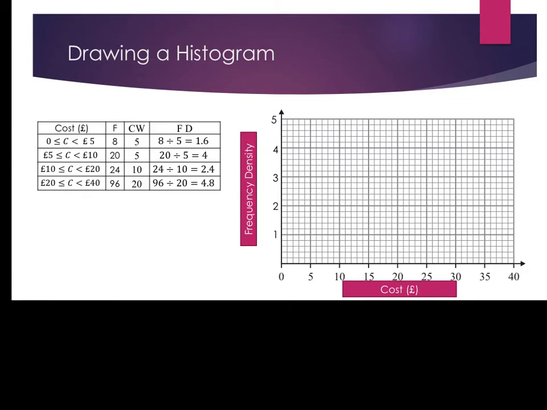So as you can see here, I've carried the table across that we just calculated on the last page. And we've got our frequency densities of 1.6, 4, 2.4 and 4.8. Now when it comes to drawing your histogram, the class width column you don't need, and you don't need your frequency column once you've calculated the frequency density.